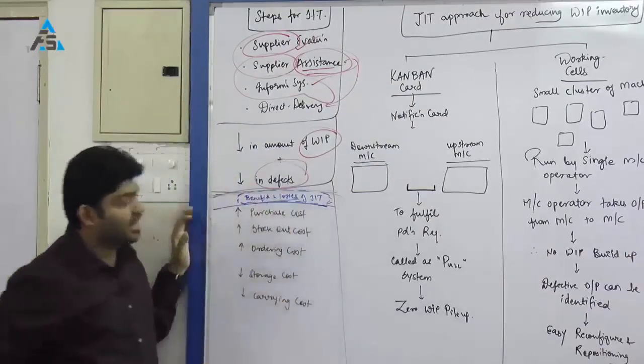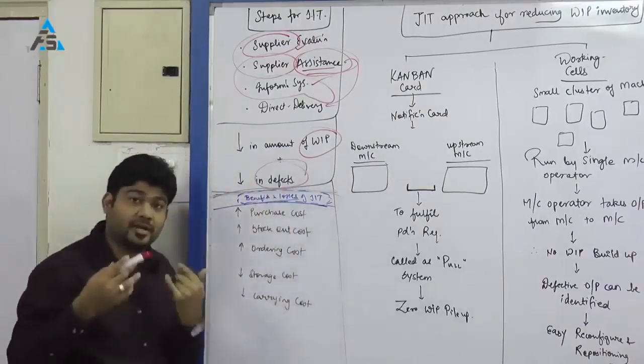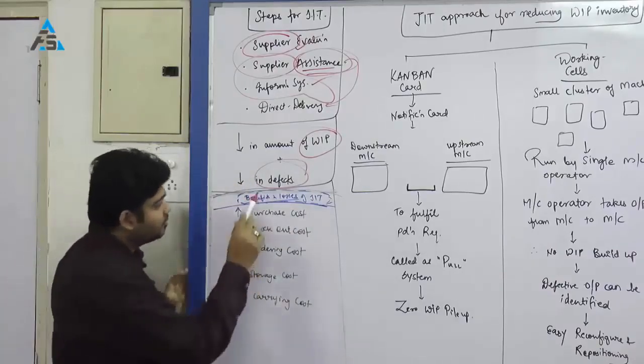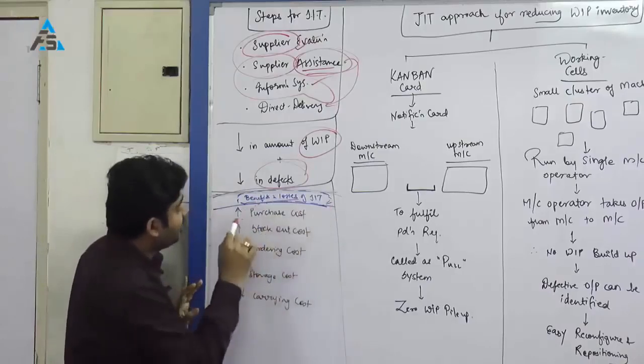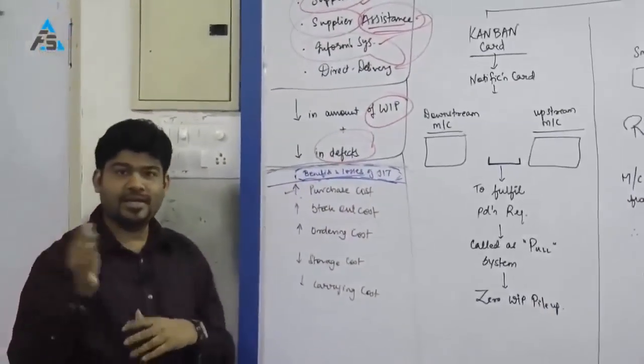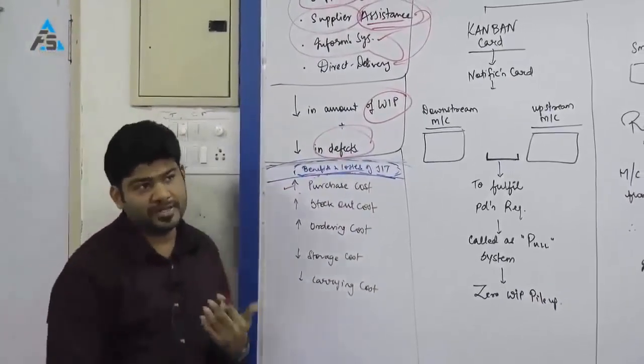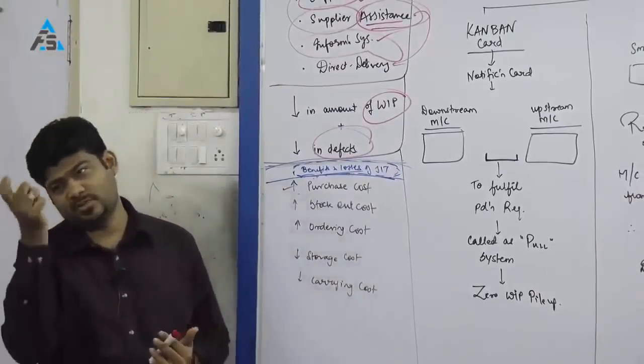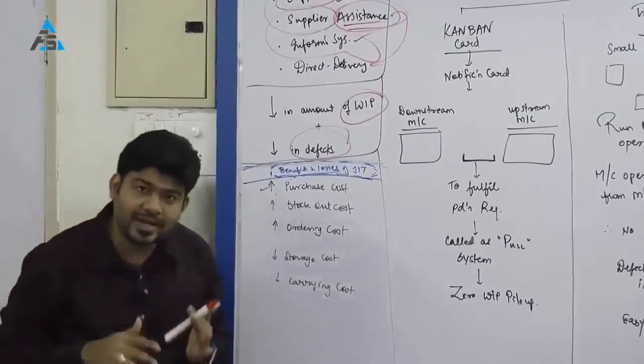Benefits and losses of JIT. There has to be a cost benefit. Agar khali benefit hi hai to 100% sab log hi apply kar dega usko. But kuch benefits hai, kuch losses hai, dekhte hai. Purchase cost badh jayega. Abhi supplier bolega, dekh yaar, tere liye main, tu mere sar pe baitha hai. Abhi, you know, I am on my toes for you. To jo purchase cost hai, usse main thoda zyada lega. Thoda hi lega, par thoda zyada lega yaar.